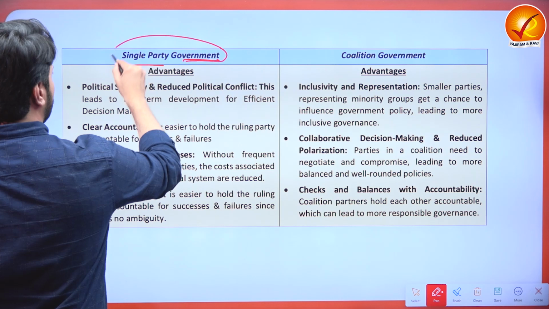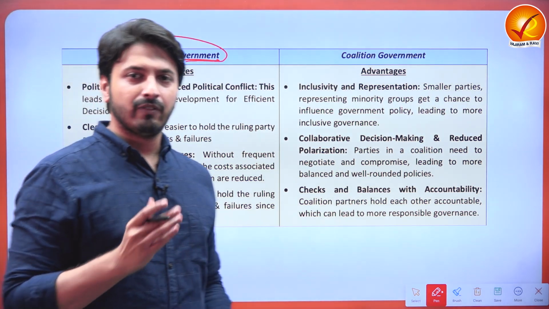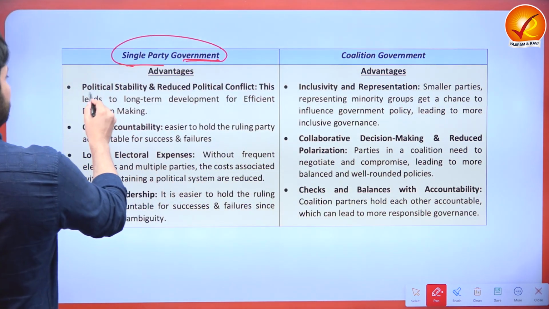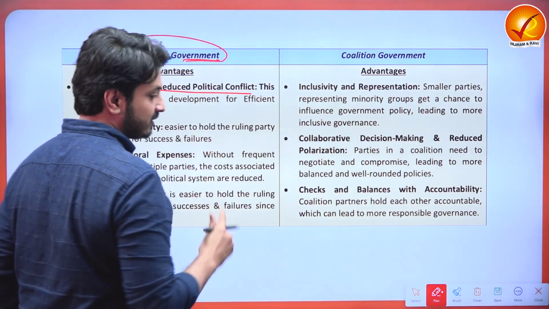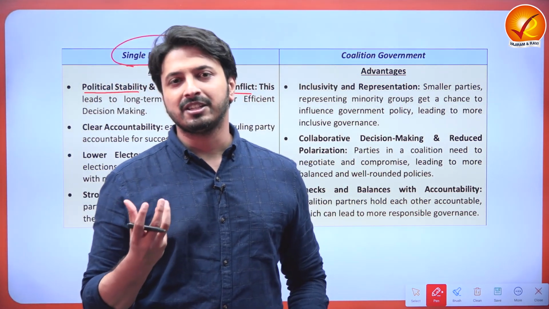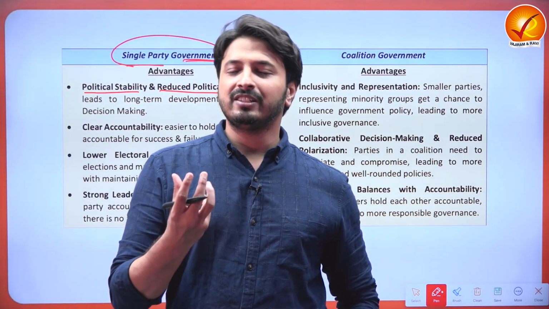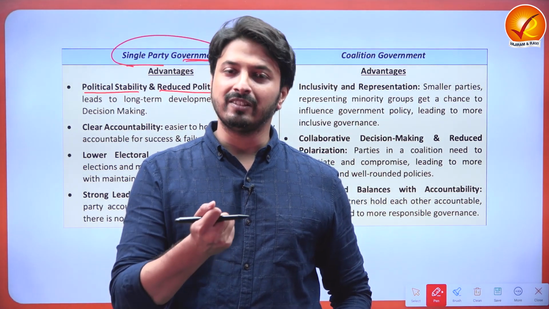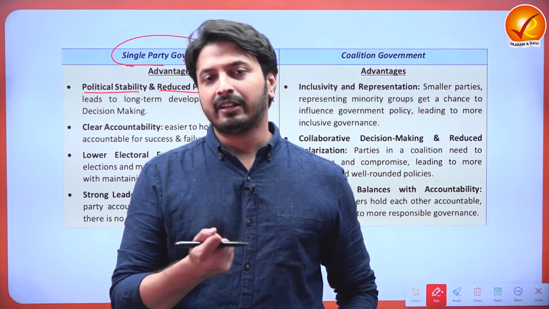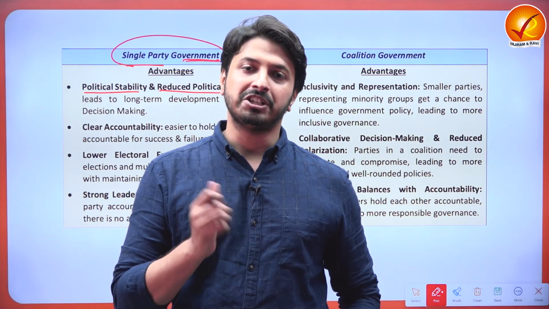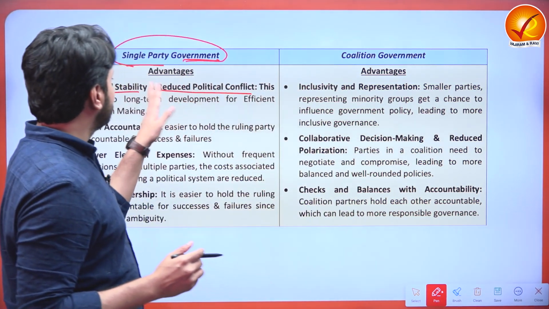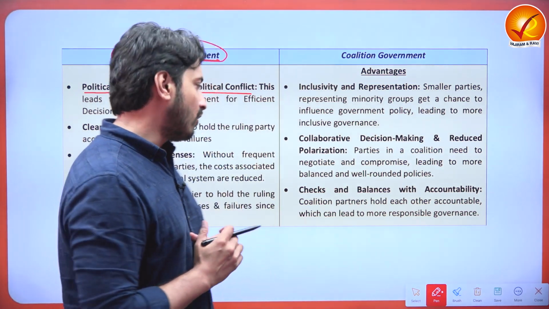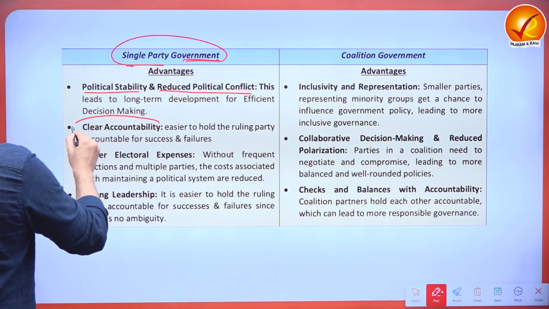As we had already seen in the previous governments from 2014 to 19 and 19 till 24, it provides a lot of political stability and reduces political conflicts. Since a single party is ruling the legislature or the parliament of our country, decision making is quite swift and there is a greater degree of political stability, since there is less of a political tug of war with various coalition partners. Apart from it, a very clear accountability is established.